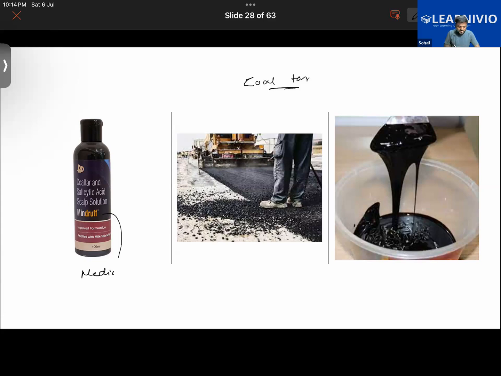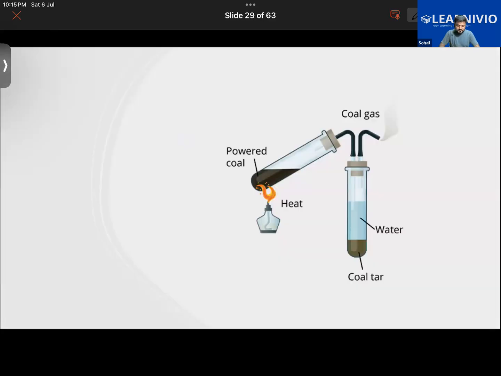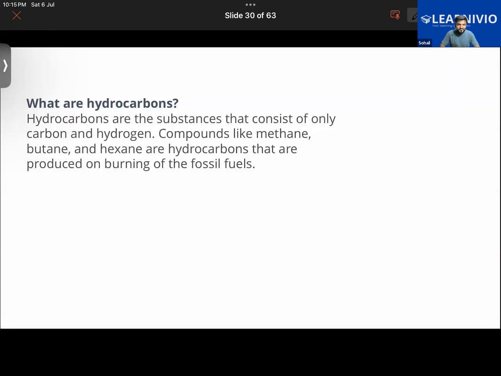Got this now? For metalling of roads also it was used, we would say. Metalling of roads. So earlier it was used. Here you can see it is being used as a paint. And this here shows how you get coal tar, which we learned moments ago.